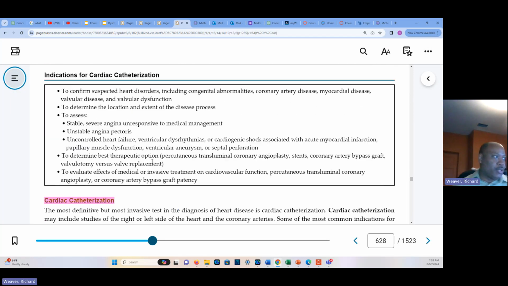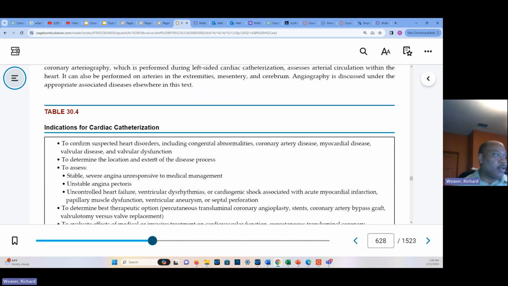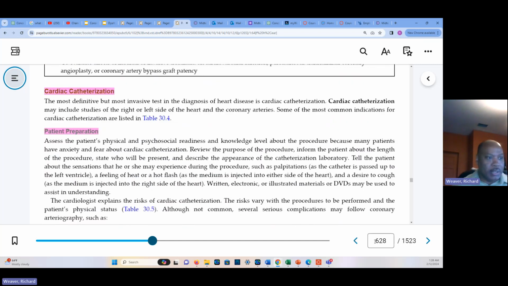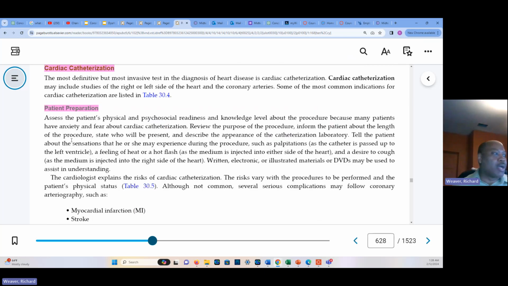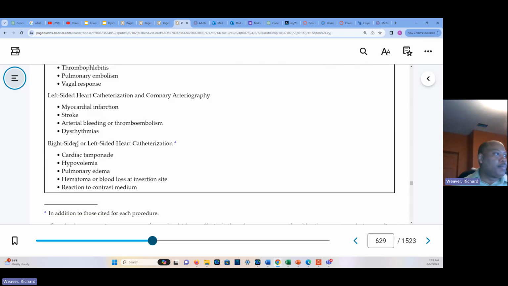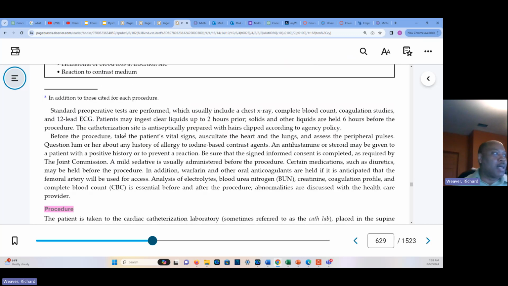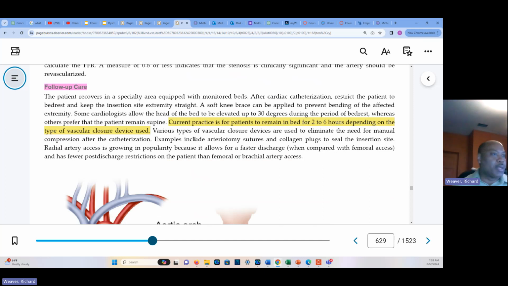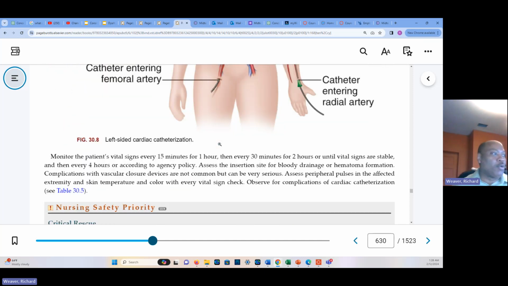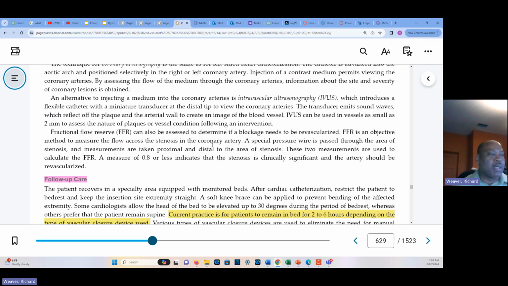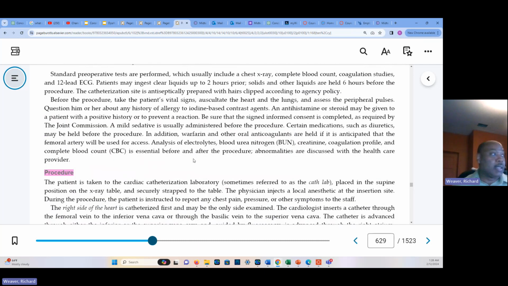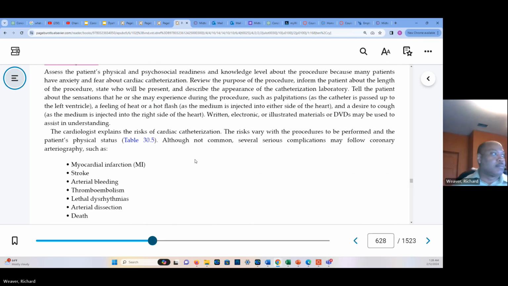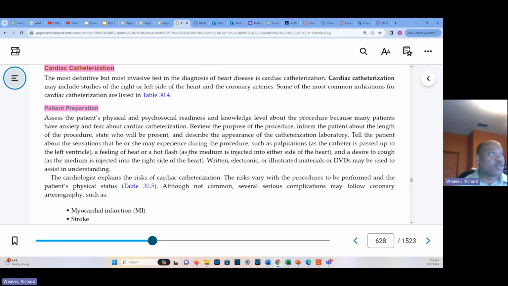I would like for you guys to take a look at starting with page 628, cardiac catheterization. I want you to read that. The patient prep, read all that. It's not much actually. The procedure itself, and then of course the follow-up care. I really would love for you all to read that. It's not a lot of reading, but it can appear on the test. So please read that. It starts with 628.